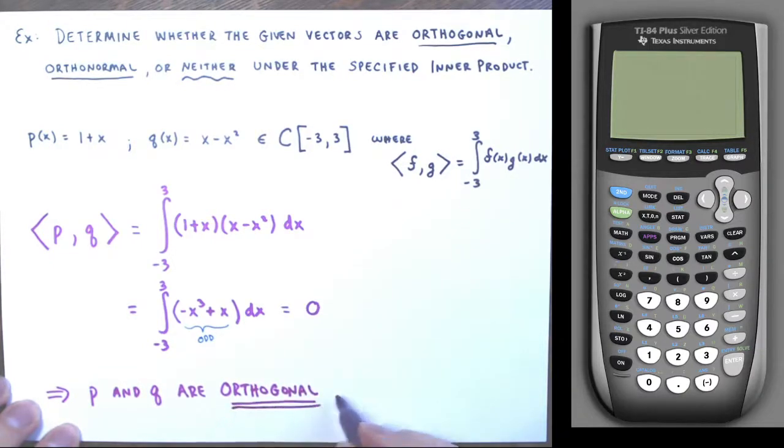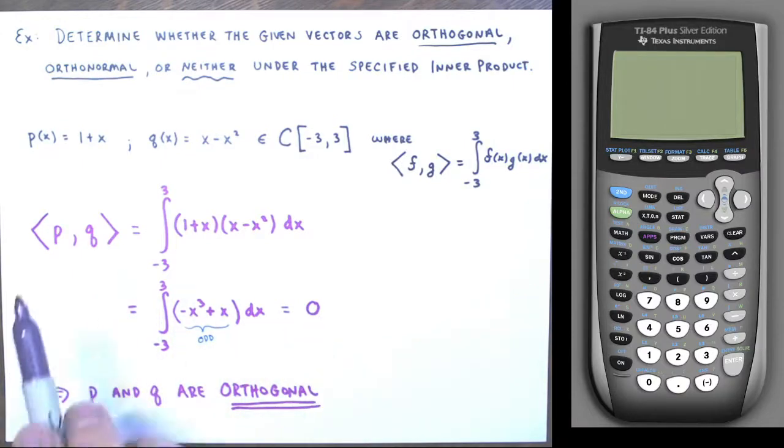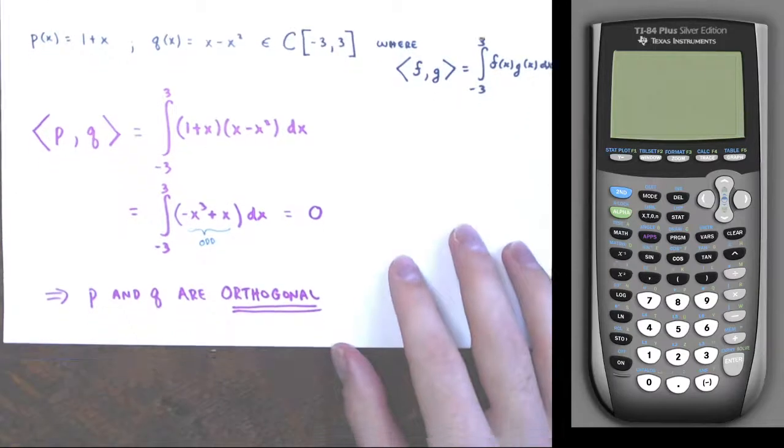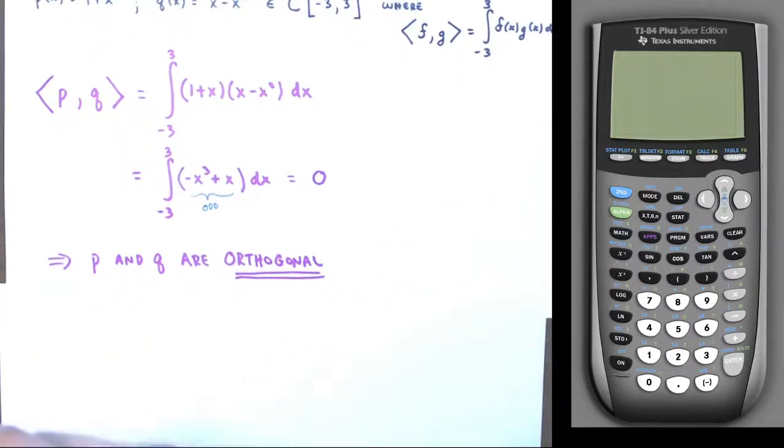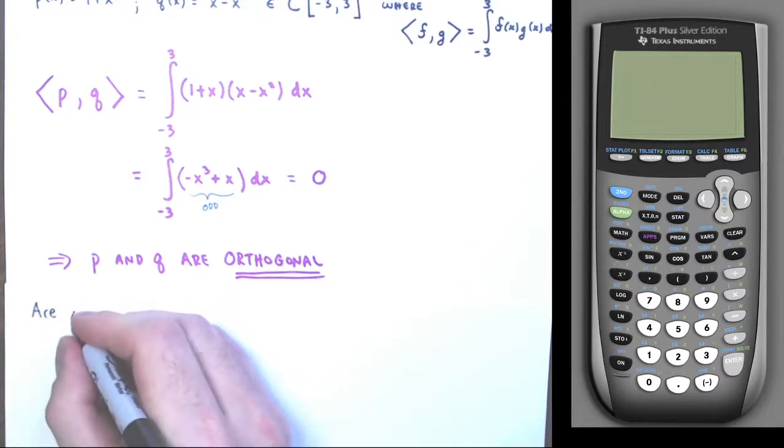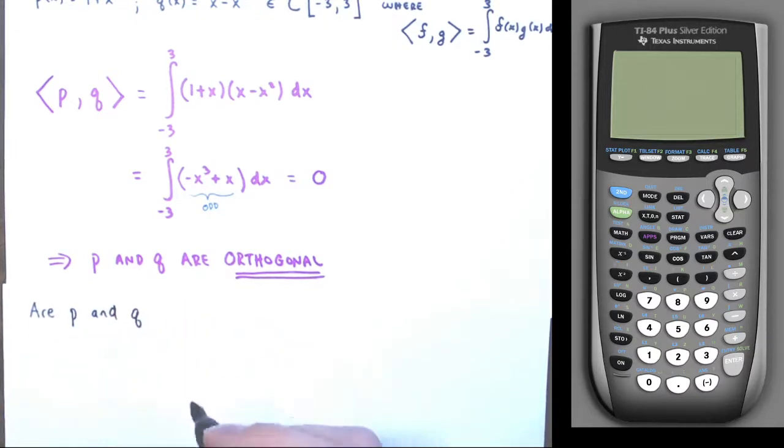It's assumed under this inner product. I'm not going to keep writing under this inner product; you should just know that, that's assumed. Now the question becomes, okay, their inner product is 0. Are the vectors orthonormal? Their inner product is 0, that's half of it. Are the norms of these vectors both 1? Since they're orthogonal, the next question is, are P and Q orthonormal?